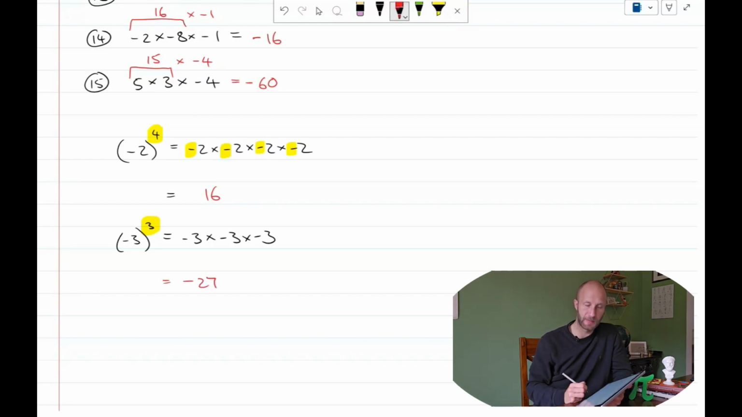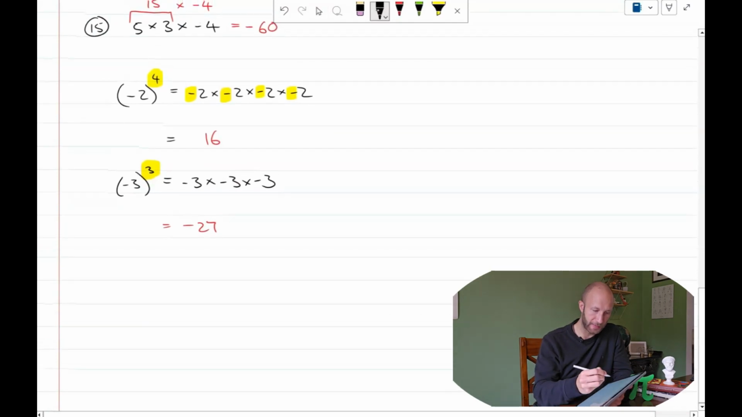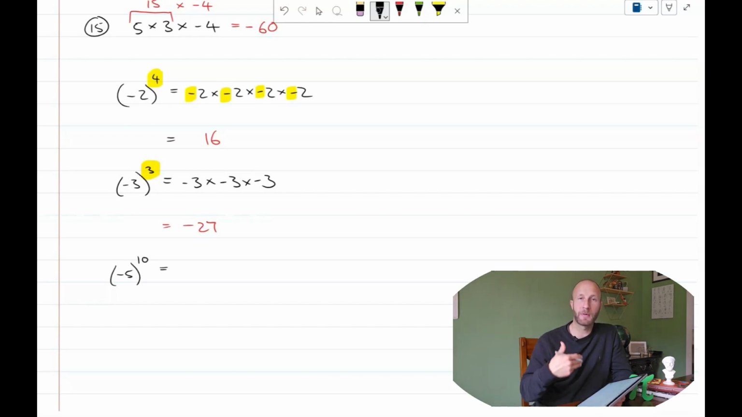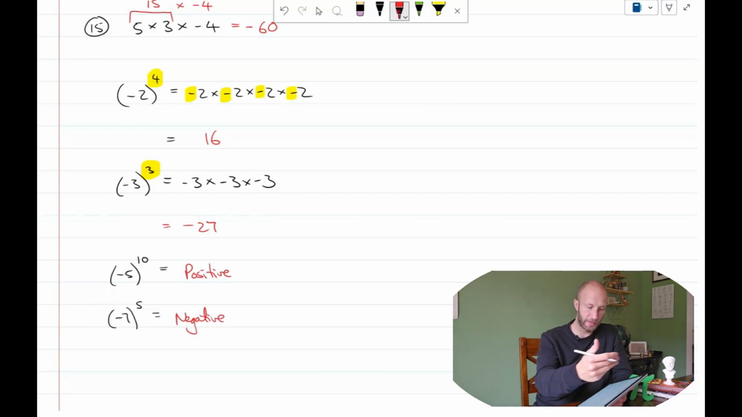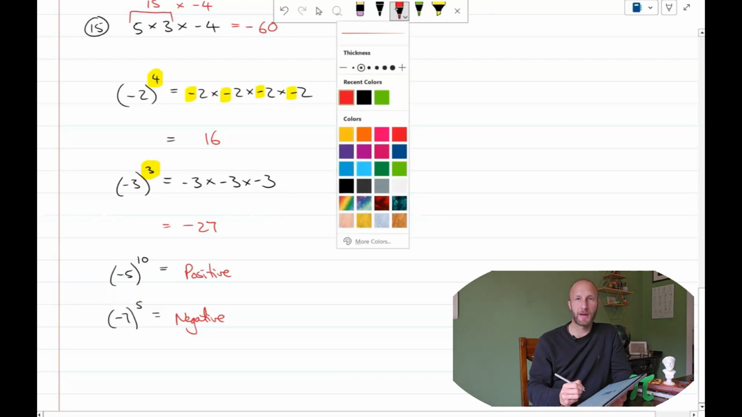3 times 3 times 3 is 27, which means you can get things like minus 5 to the power of 10, for example. And this is going to be a very big number, minus 5 times minus 5 times minus 5, 10 times over. But if you said to me, what's the sign of this going to be? I can say my answer will be positive, whatever 5 to the 10 is, because I'll have those negatives all cancelling out because there's an even number of them. Whereas if I have minus 7 to the 5, this outcome will be, again, a big number because it's minus 7 times minus 7, 5 times over. But because it's an odd power, I'll have an odd number of negative signs, and that means I'll end up with a negative outcome because of that.